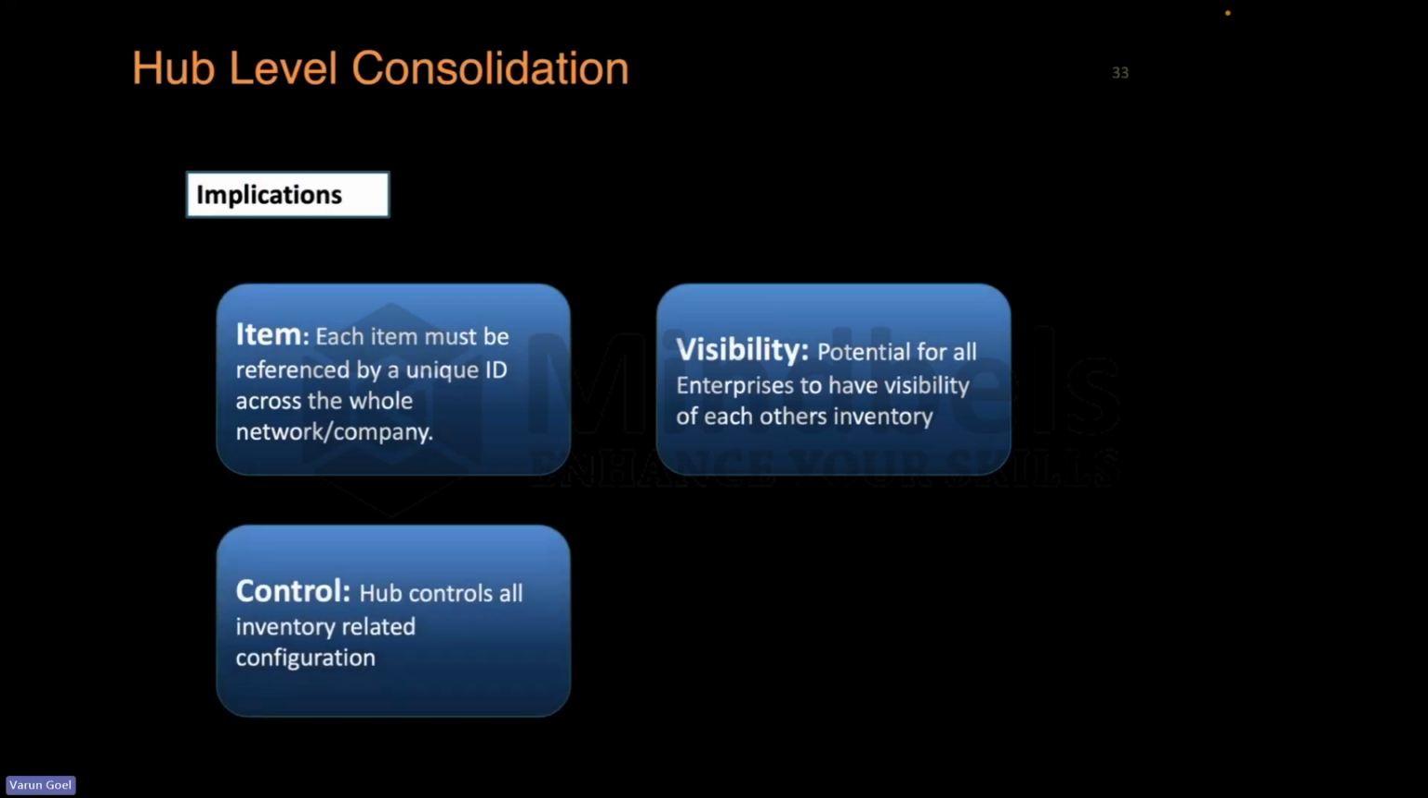Control: hub controls all inventory configuration. Generally the hub controls all the inventory, but nowadays this rule is kind of changing. It is coming to the enterprise level now. Earlier the businesses were confined to their expertise, right? So Ralph Lauren were experts in fashion and designing. They were not much into, let's say, coffee business or beverages. I'm just giving an example.